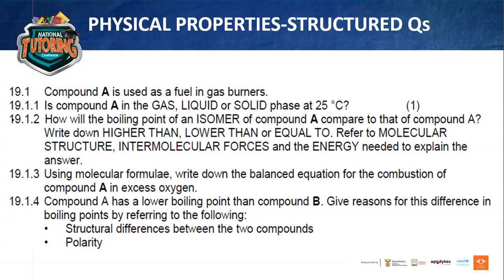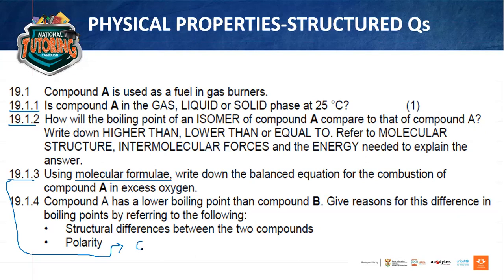These ones we have already answered, 19.1.1, 19.1.2. Now we move to 19.1.3. They're asking us, using molecular formulae, write down the balanced equation for the combustion of compound A in excess oxygen. Now, you will remember that an instruction has been given here, and they are saying you must use molecular formulae, and we must show complete combustion of compound A in excess oxygen.